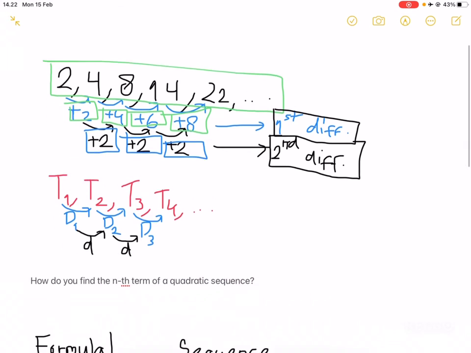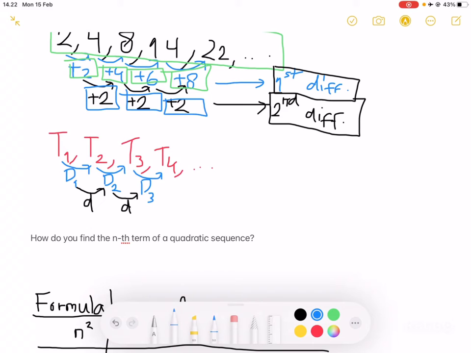Another fancy way to write the definition is in an algebraic form. So we have T1, T2, T3, T4. These are the first four terms of a quadratic sequence, and when you take the differences between them, they form distinct differences that form an arithmetic sequence, meaning that if you take the difference of the difference, this second difference, I would call it, will be constant, meaning it will be the same.